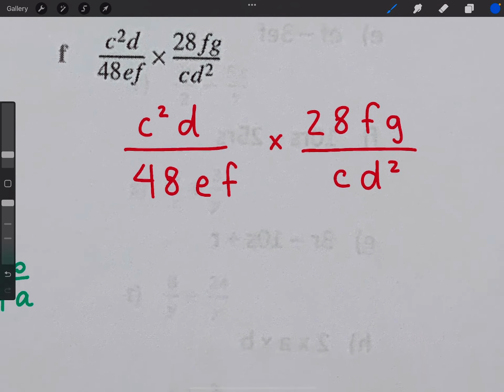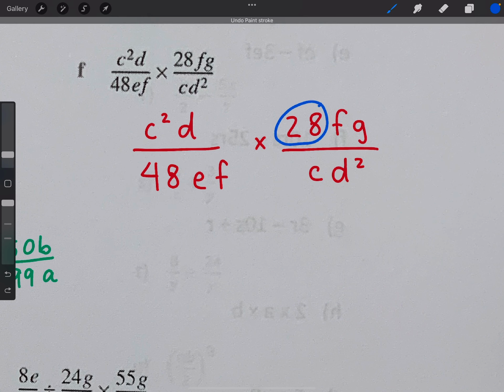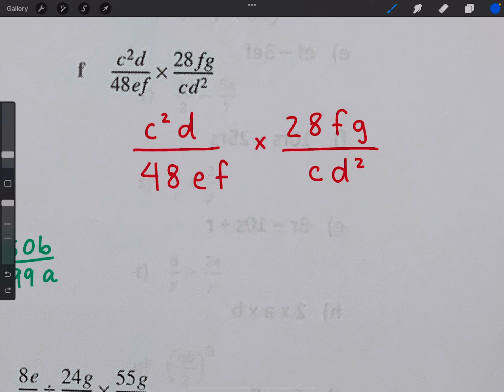Alright, so the first thing we're going to do is look at the numbers. Okay, so we've got 28 and 48. What can these two be divided by? They can be divided by 2 or 4. And I think that's about it. Yeah, so 4. So I'm going to choose 4 because it's the highest common factor. So I'm dividing by 4, I'm going to get 7. Divided by 4, I get 12.